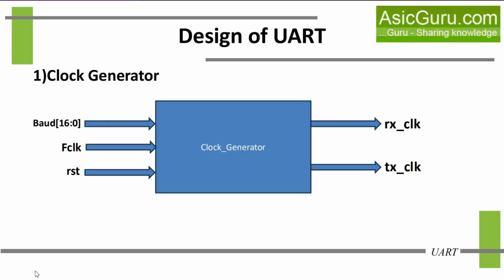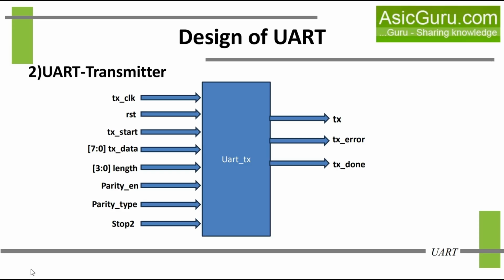Now let's move to the design of UART. The design of UART basically contains 3 modules: clock generator, transmitter and receiver. The clock generator has 3 input signals, that is baud rate, frequency of clock, and reset, and its outputs are RX clock and TX clock. The formula for calculating RX clock and TX clock we have seen earlier.